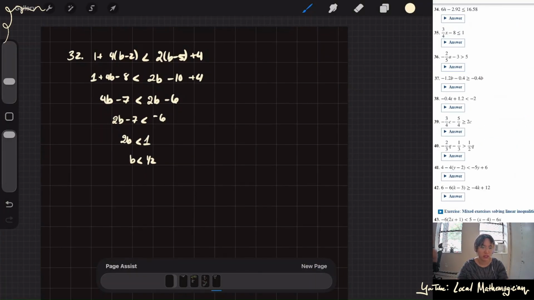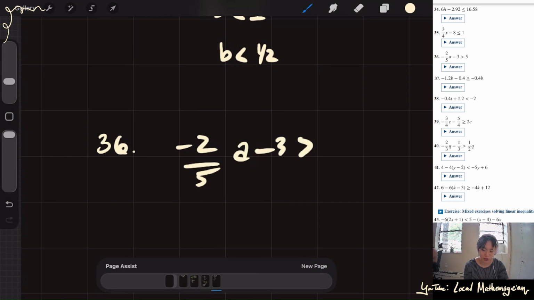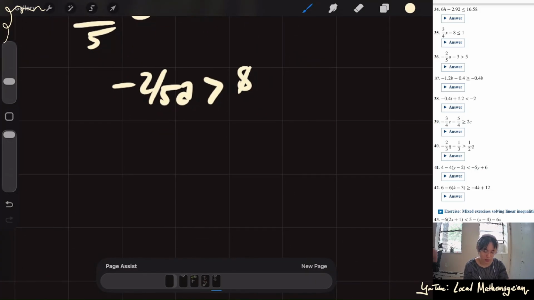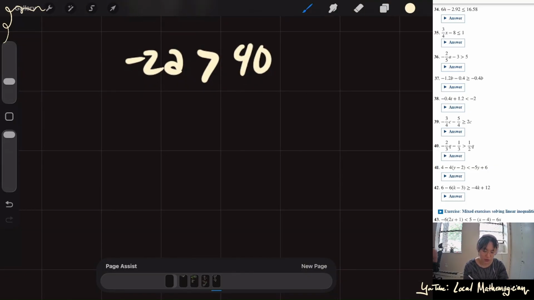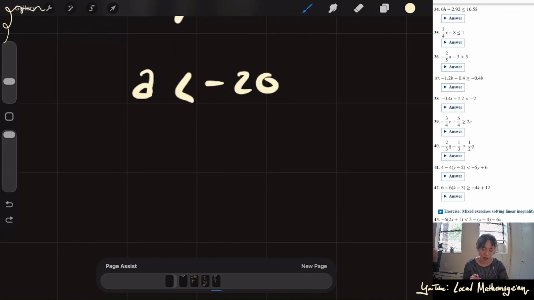If you guys want, we can do a fraction one really quick. Let's do number 36. Negative 2/5 a minus 3 is greater than 5. You can add 3 to both sides, so negative 2/5 a is greater than 8. Multiply by 5 to cancel out this 1/5. Negative 2a is greater than 40. Divide by negative 2, which means a is less than negative 20. If you're having a hard time following how I got this from this, please revisit the prereqs. And that's it.